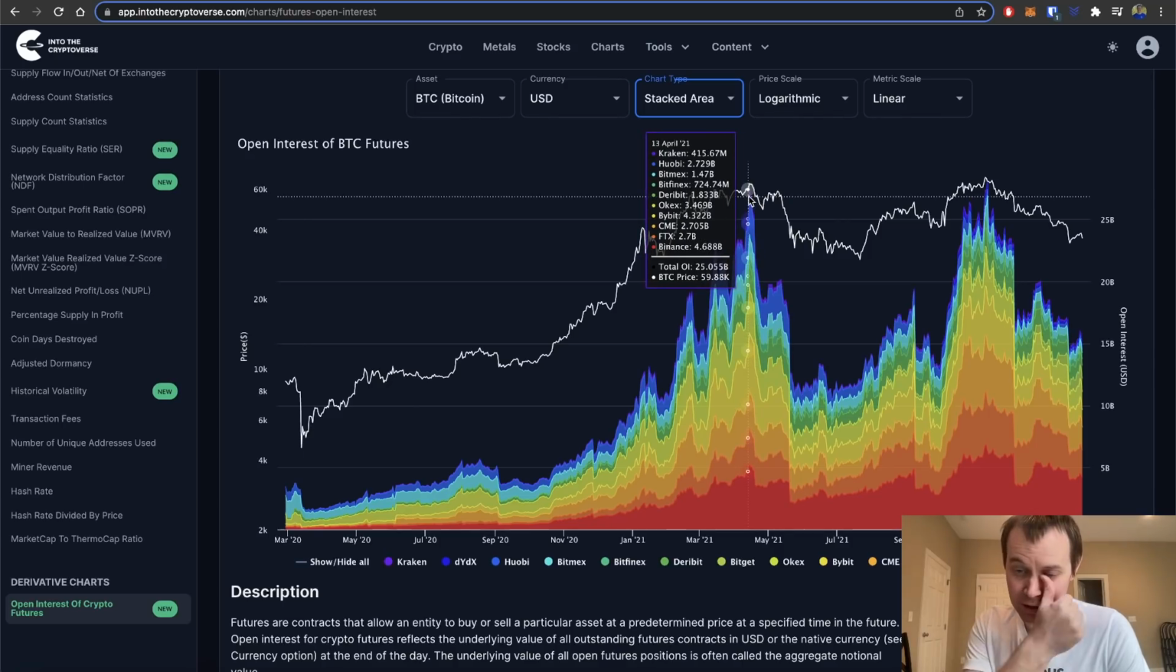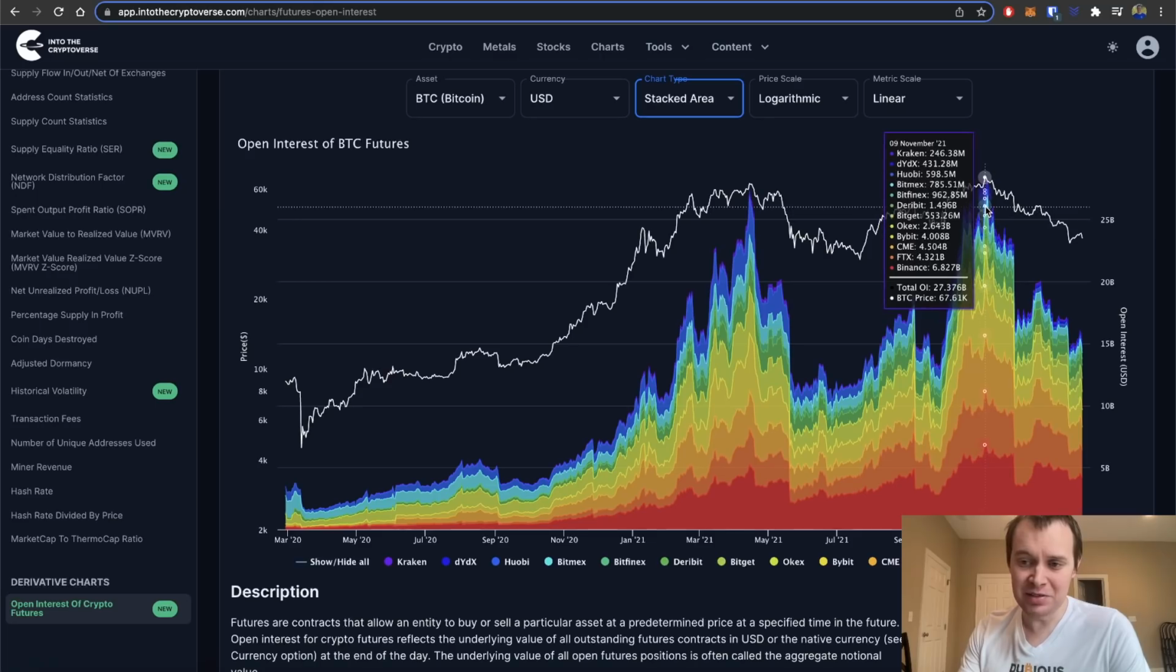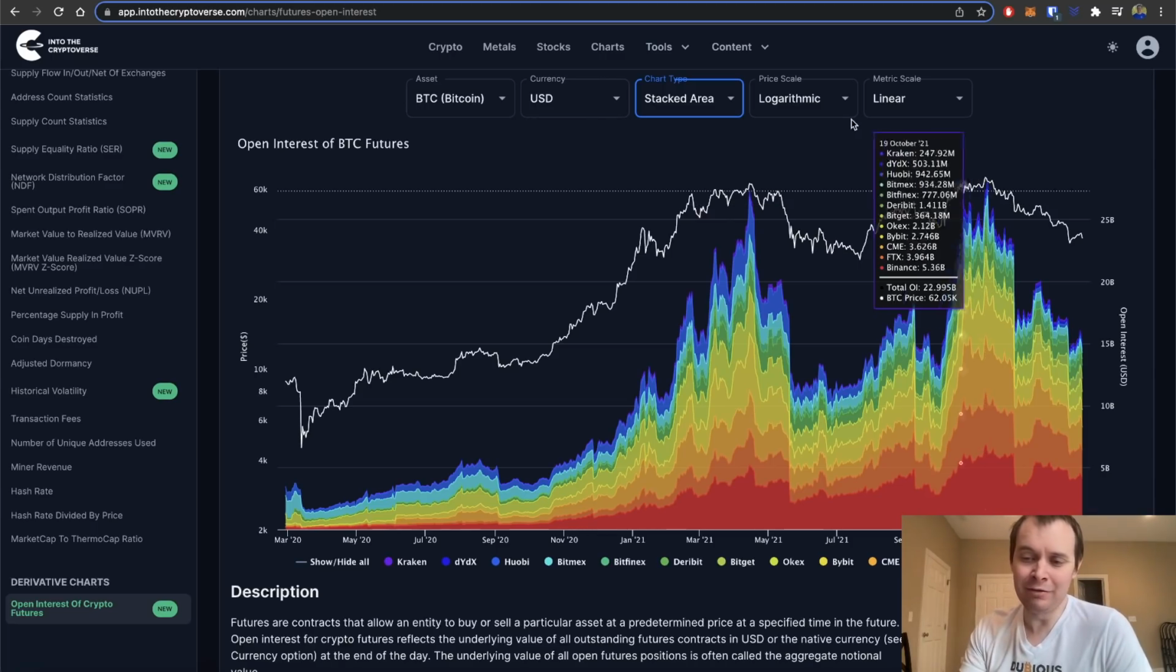You can see the total open interest on the exchanges that we have here back in April was around 25 billion or so, maybe about 27 billion right around the peak. And then for the November one, it reached around 27 billion as well. So they basically reached around the same amount of open interest, both during April and in November.